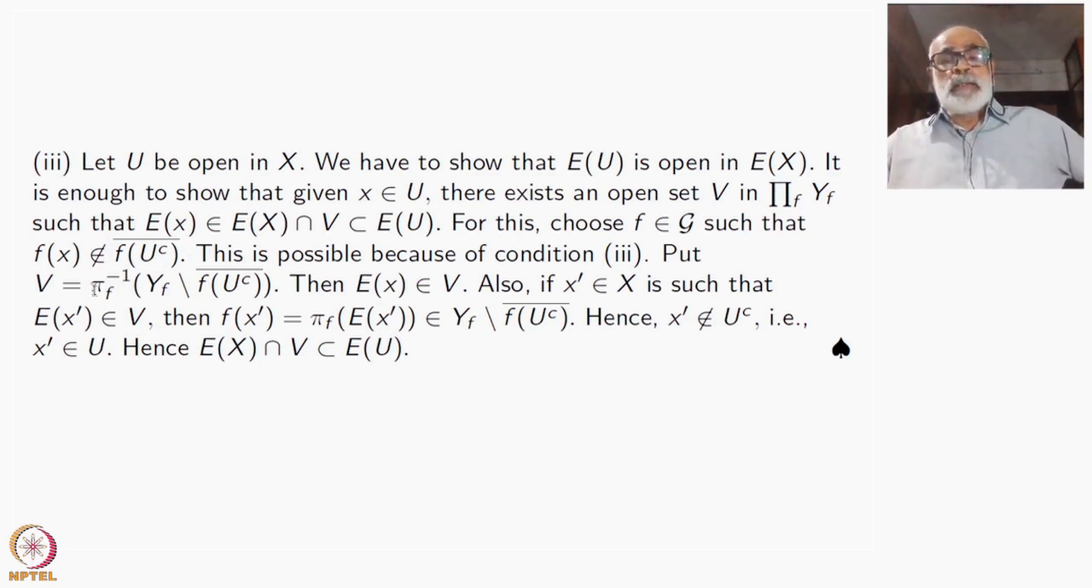Now, take V equal to pi_f inverse of Y_f minus the closure of f(U complement). Where does this belong? This will be inside Y_f, right? Because f is a map from X to Y_f, so these are subsets of Y_f. Take the complement of the closure of f(U complement). That is an open subset. So pi_f inverse of that will be an open subset, and that is what I am taking as V. So this V will be an open subset of the entire product space, because pi_f is after all a projection map from the entire product space into Y_f, right? So this V is open.